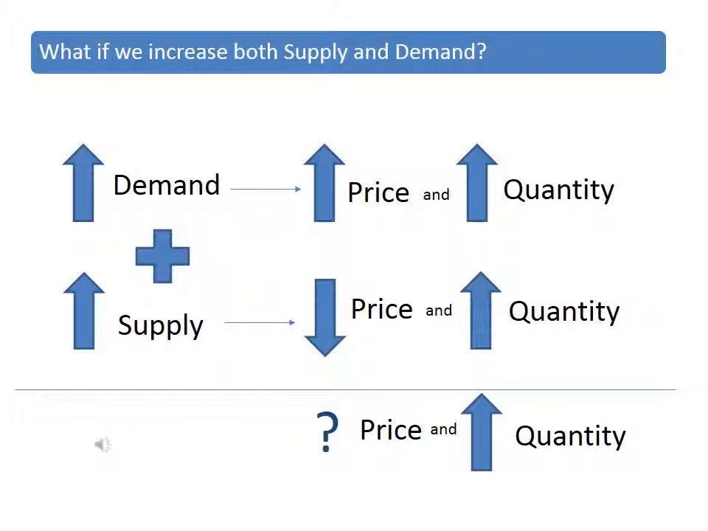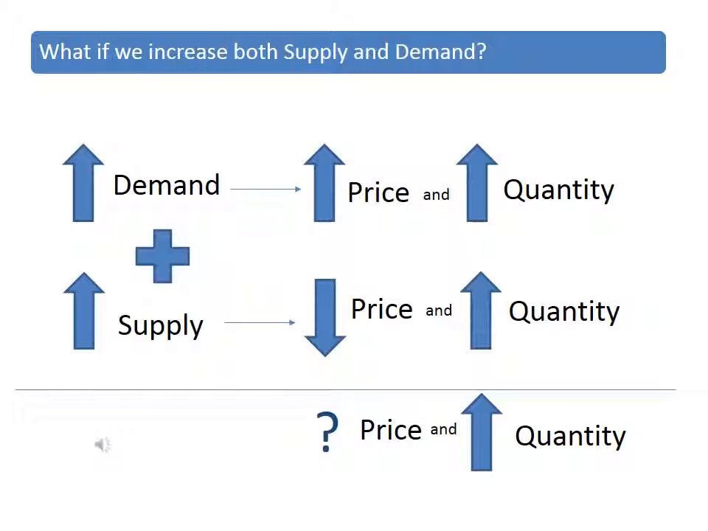If we increase demand and supply, we see that the increase in demand causes an increase in price, but the increase in supply causes a decrease in price. So these are two forces operating in opposite directions, so we can't be sure what happens. However, both the increase in demand and the increase in supply cause there to be an increase in quantity. So we know unambiguously that quantity goes up.